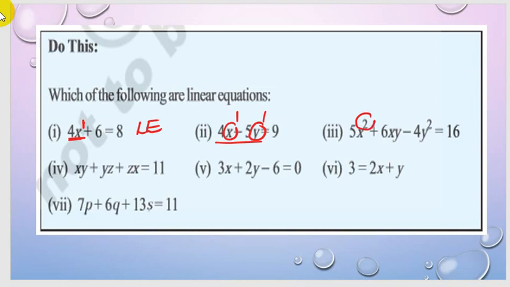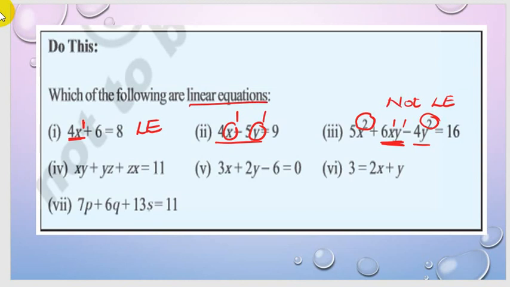Next, if you observe, here the degree is 2, and here also x power 1, y power 1, which makes the power of this particular term 2, and here also we have power 2. Hence the degree of this equation is 2, hence it is not a linear equation.